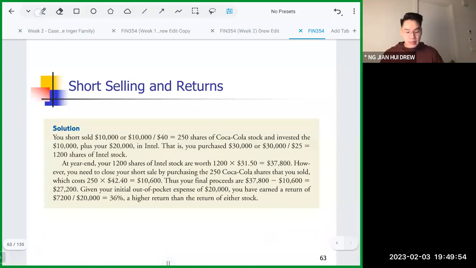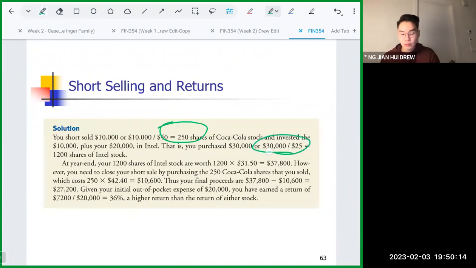Okay, so to do this question, we first have to calculate how many stocks we are shorting. We know that the initial price of a Coca-Cola stock is 40, which means that we are shorting 250 stocks. And then we're going to invest 30K in Intel. So how many Intel stocks are we going to buy? Intel stocks are at $25 per stock, so we are going to buy 1,200 stocks. At the end of the year, we know that these 1,200 stocks will have this value.